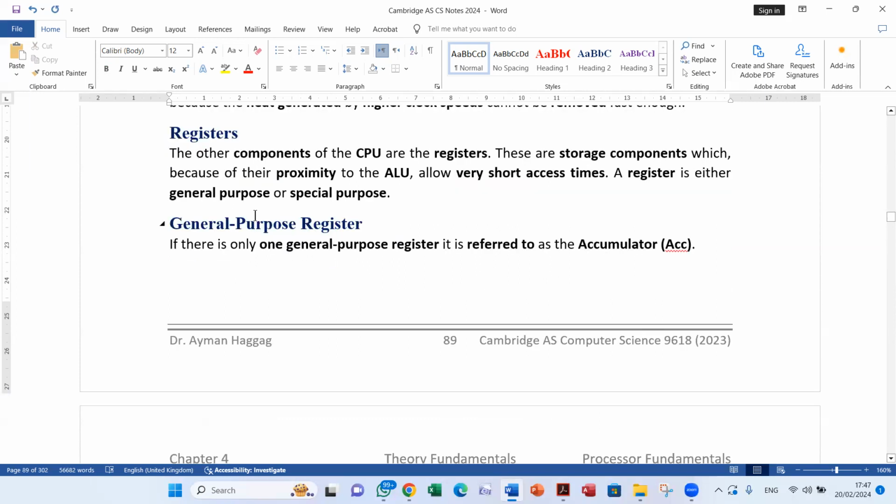There is only one general purpose register. It is referred to as the accumulator.